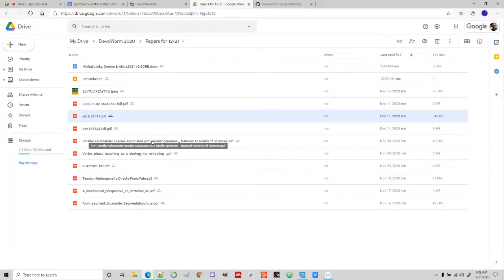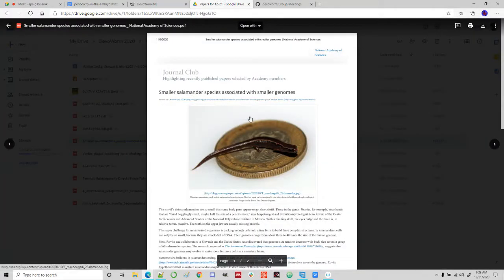Another paper we had, I think this was from a while back. I think this was Susan that sent this. This is actually a news story to this article.